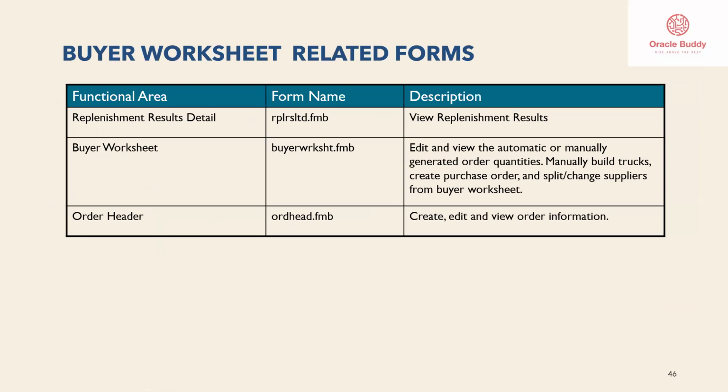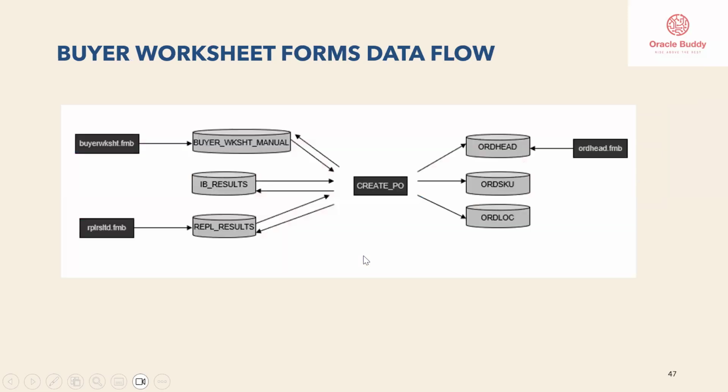So these are the buyer worksheet related forms. One is ripple SLTD.FMB, to view replenishment results. Buyer worksheet.fmb is to edit and view automatic or manually generated ROQ quantities, manually build orders, create purchase orders, and split or change suppliers from the buyer worksheet. And ordhead.fmb: once the orders are created, it updates there.